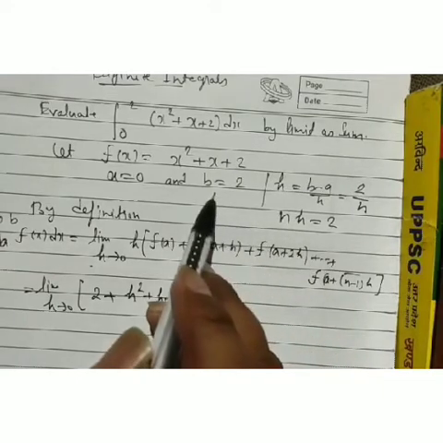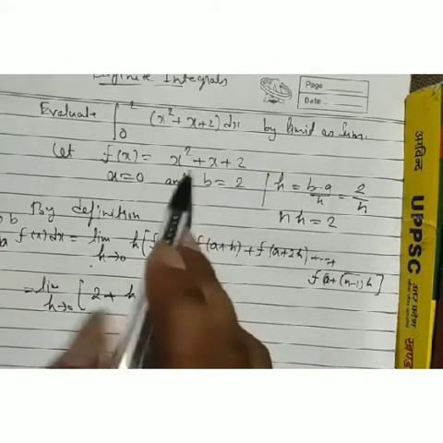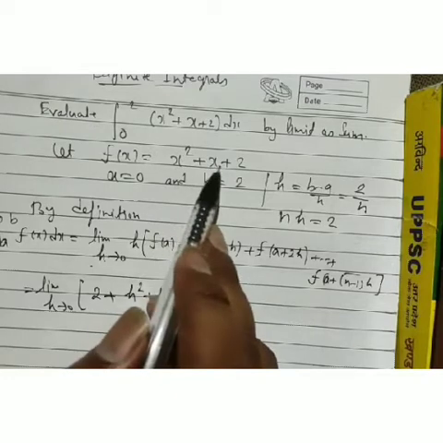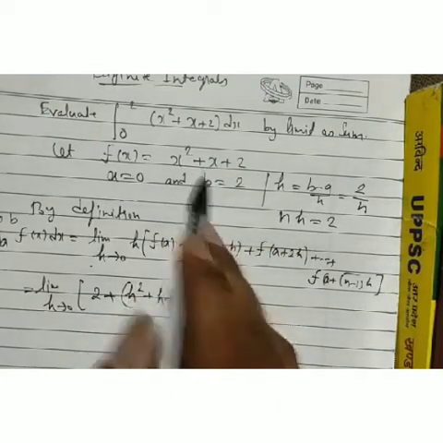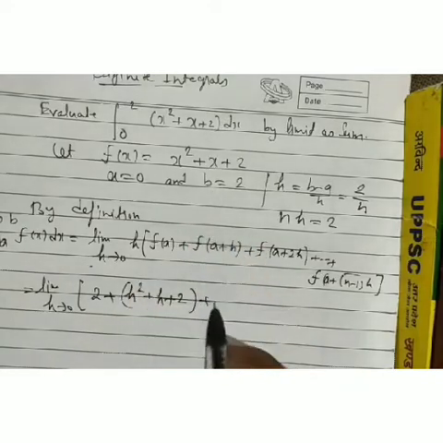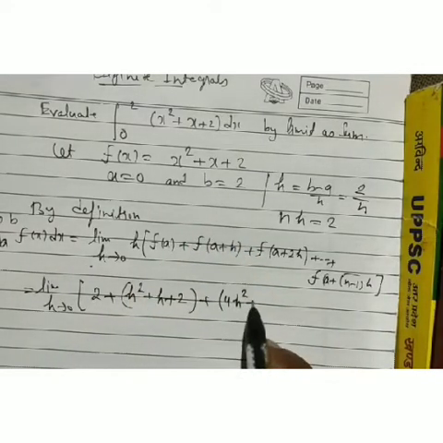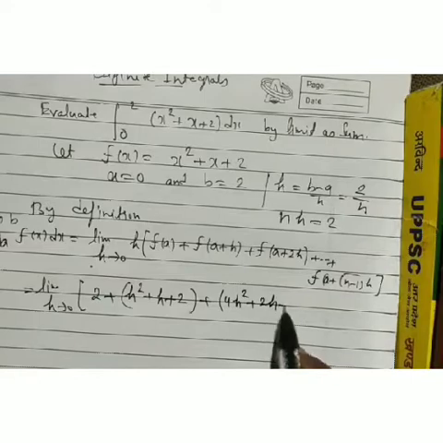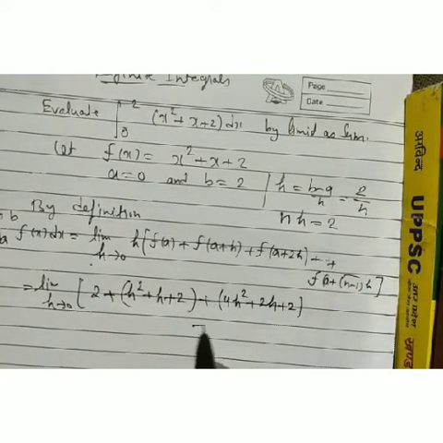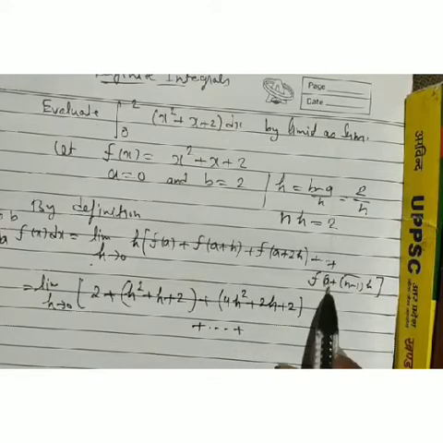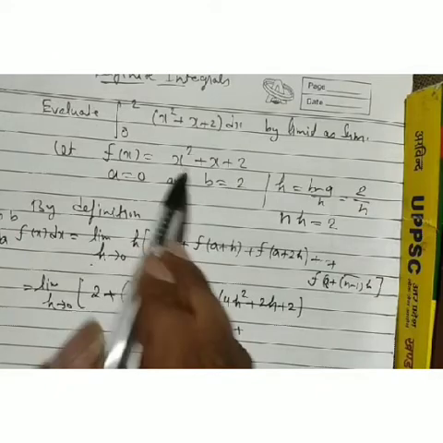What is our f of 2h? It's (2h) whole squared plus 2h plus 2. Putting the value 2h there, we have 4h squared plus 2h plus 2. Then we take the last term, f of a plus (n minus 1)h, where a is 0, so we put (n minus 1)h here.